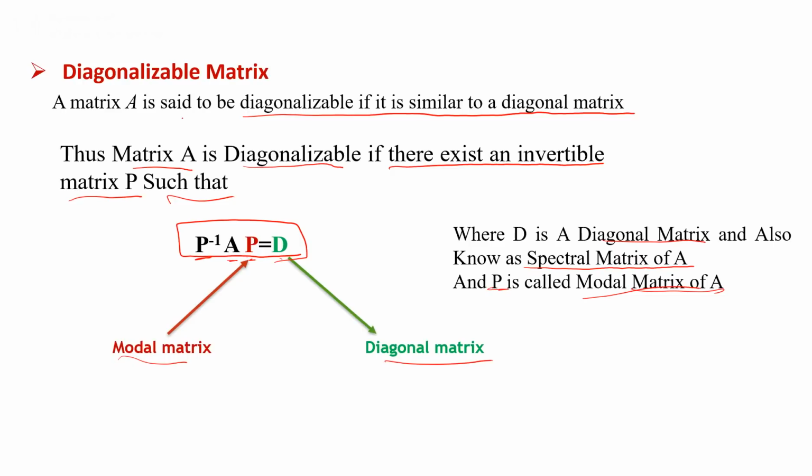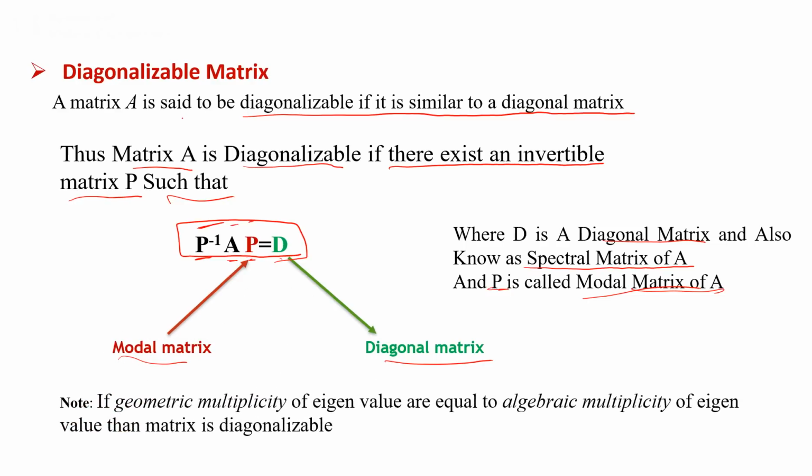So you have to remember, if we want to diagonalize a matrix, we take it as similar to the diagonal matrix, so we take P inverse A P is equal to D. Here you have to note that if the geometric multiplicity of the eigenvalue is equal to the algebraic multiplicity of the eigenvalue of that matrix, then we can say the matrix is diagonalizable, otherwise not.